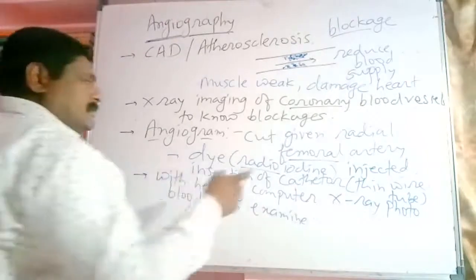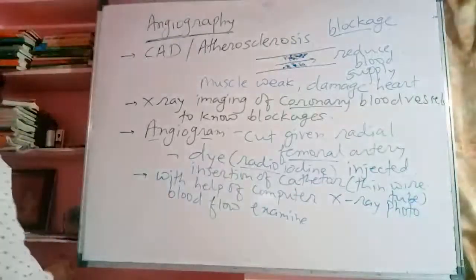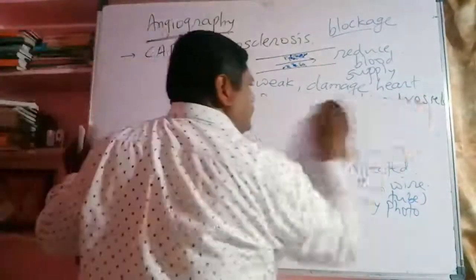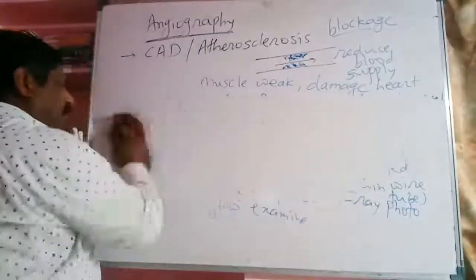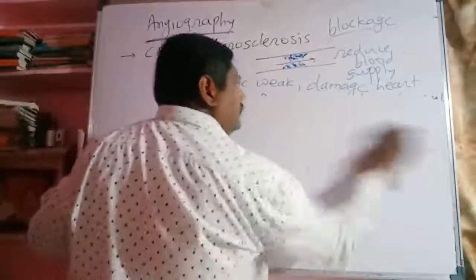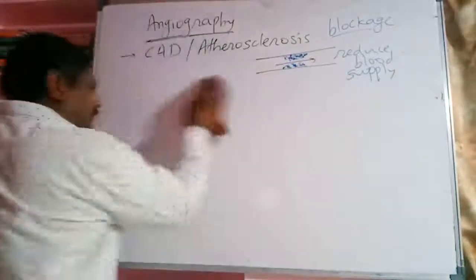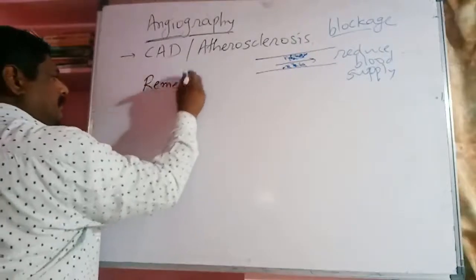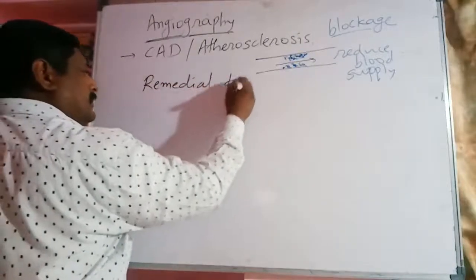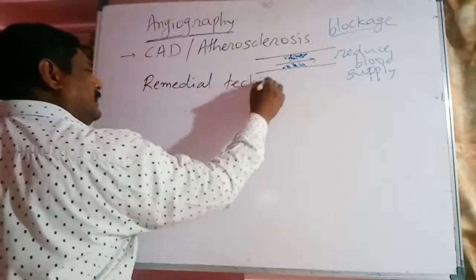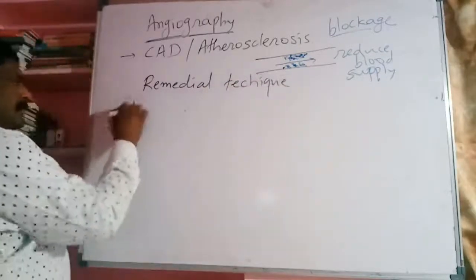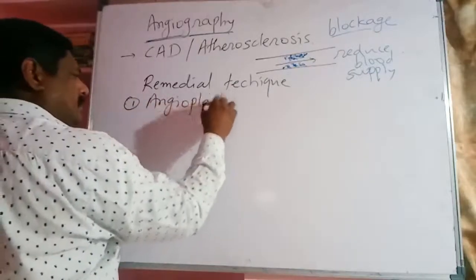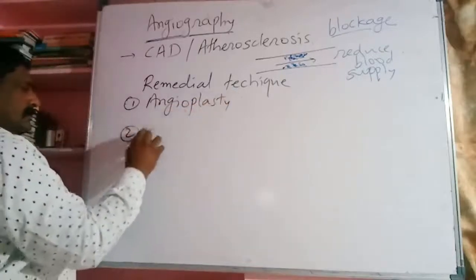Then after that, on the basis of the degree of blockages and the number of blockages, the patient is advised to undergo angioplasty or bypass surgery. These are the remedial techniques: either the person is suggested angioplasty or the bypass surgery.